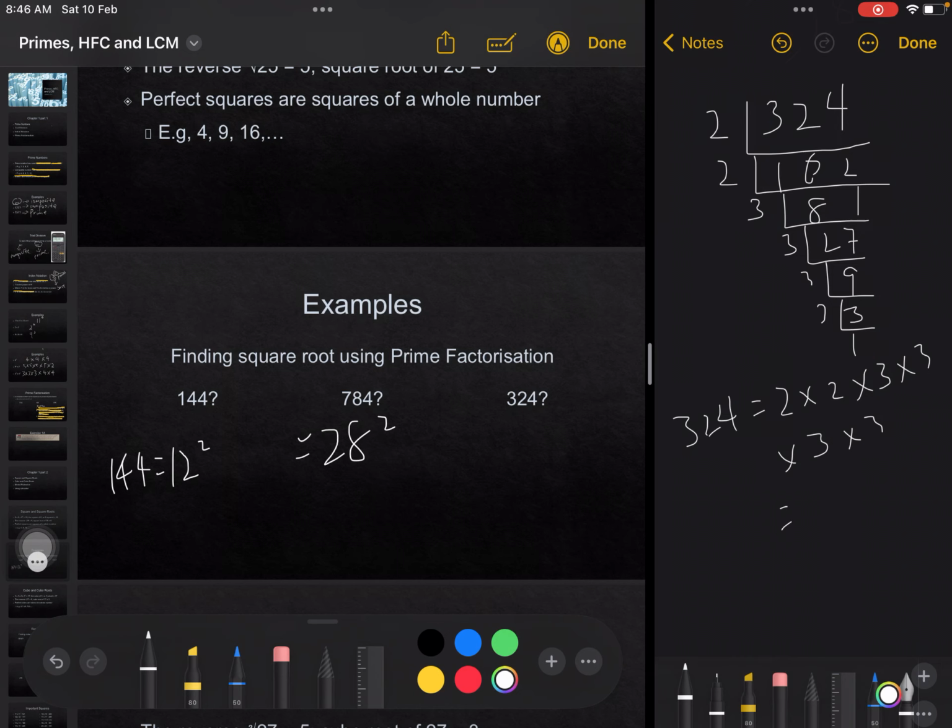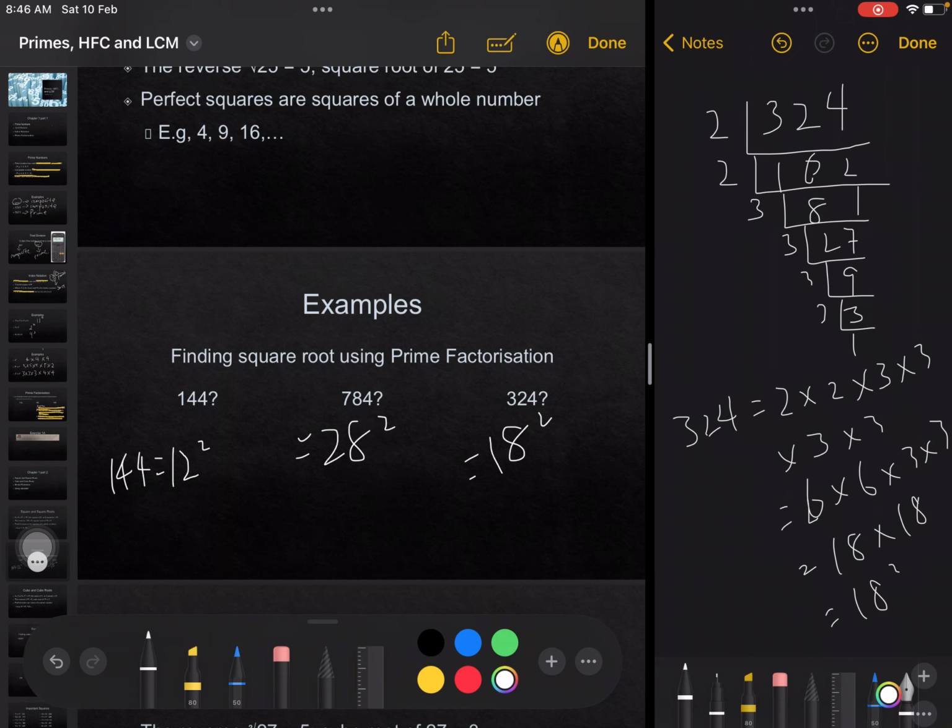So equals to 2 times 3, 6 times 6, times 3 times 3. So it's 18 times 18. So equal to 18 square. Okay, so that's how we get the answer, finding square root.